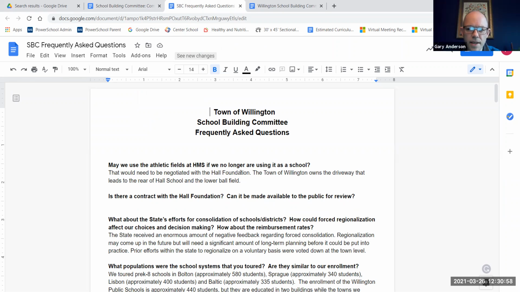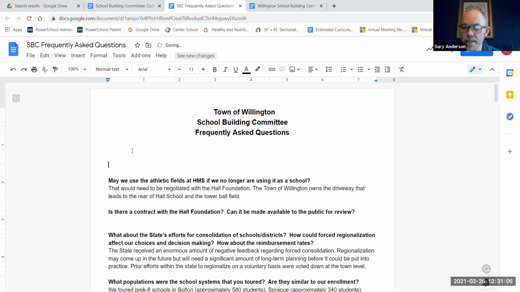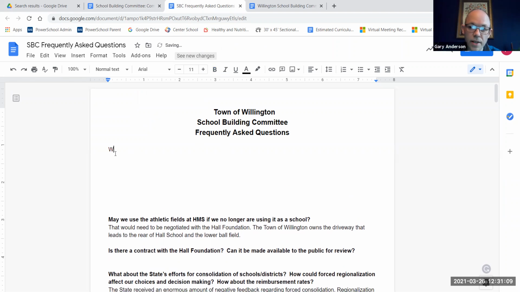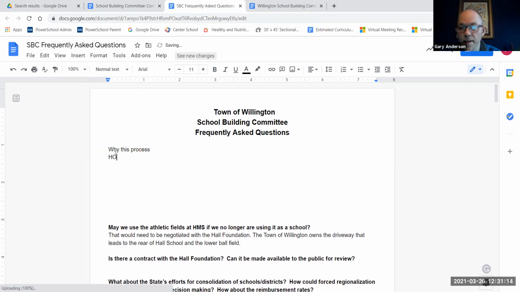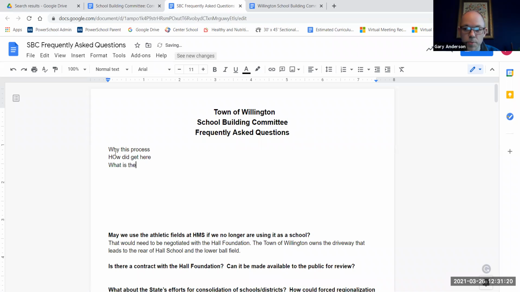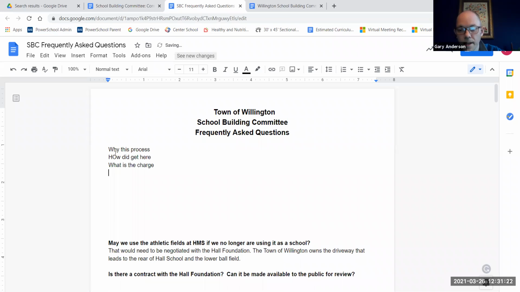Right. So I think that at the top, at least for now, there's got to be the general bigger questions that people have, like, where is this process coming from? Why are we looking at a school? What is the charge of the commission? Things like that provide people a base of understanding of what this process is. And then as we go, we add other questions, whether chronologically or maybe we reorder them, I don't know, but I think it's important to start with those because that was the first thing I thought when I saw these listed.